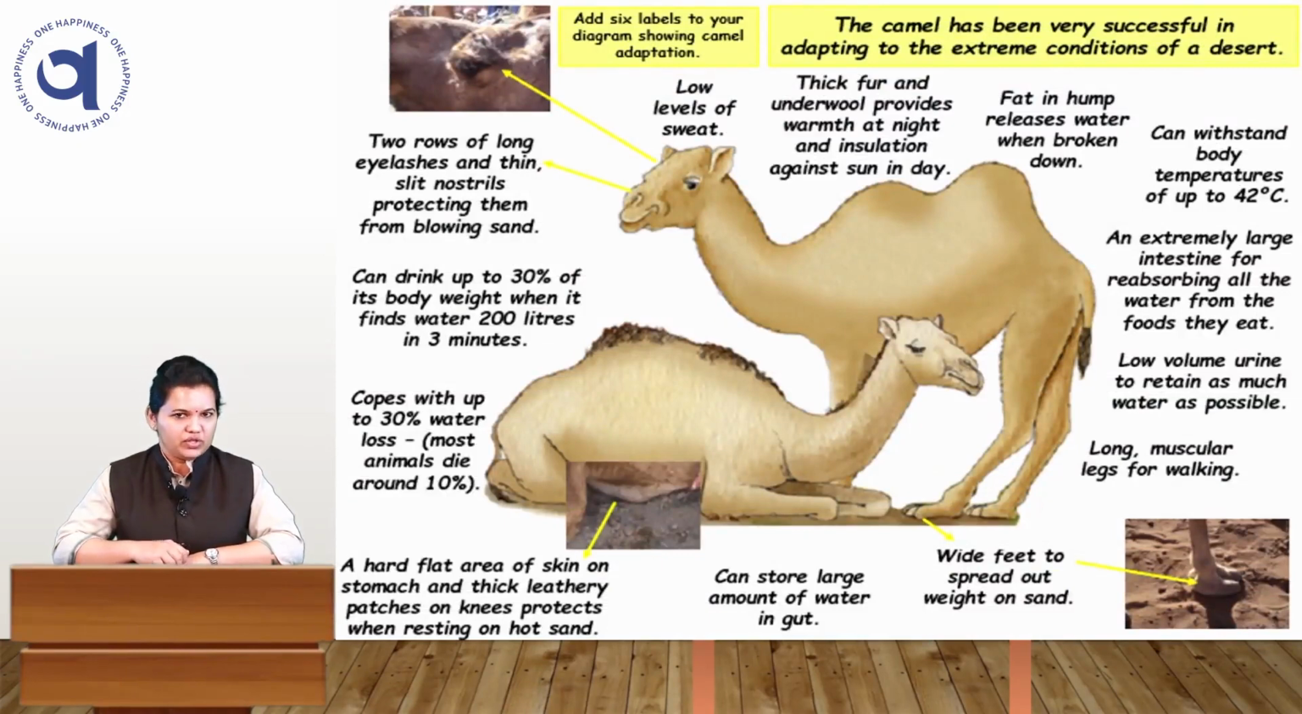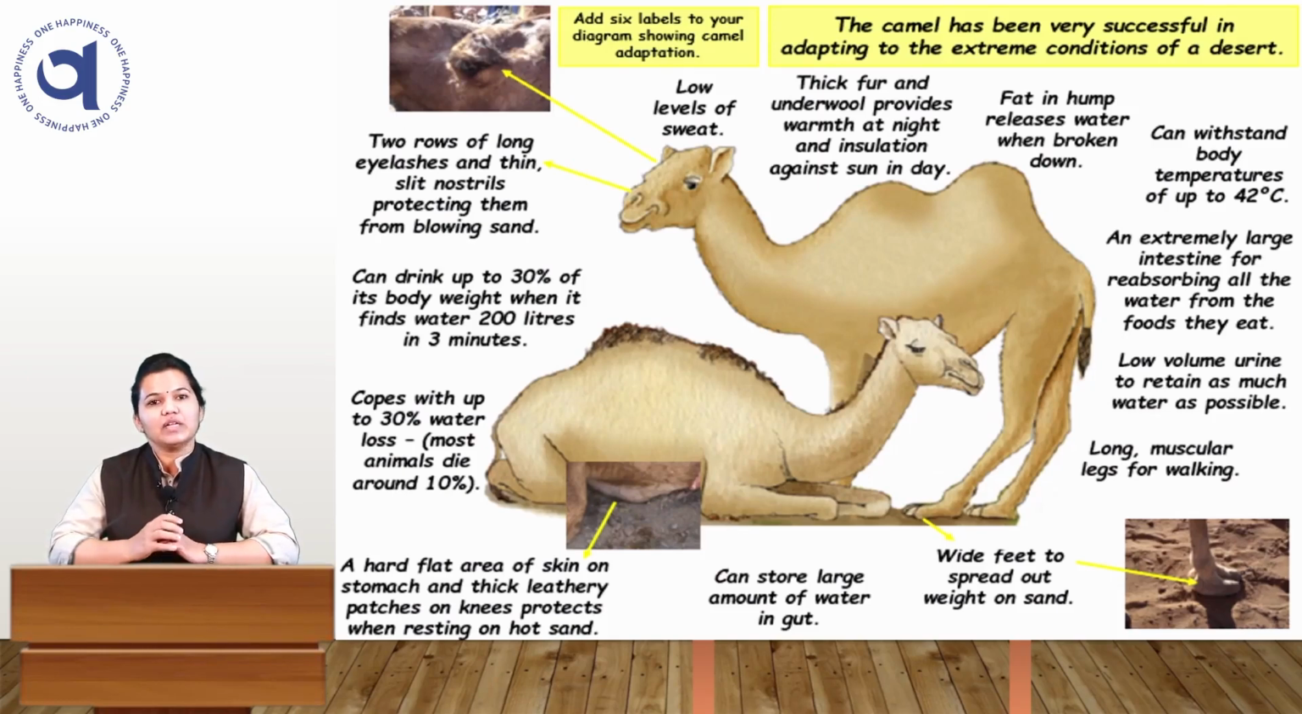The camel has so many features. Two rows of long eyelashes and thin slit nostrils protect them from blowing sand. They can cope with 30% water loss. Animals mostly die at around 10%, but camels can cope with around 30%. They can store a large amount of water in the gut. Wide feet spread out weight on the sand. These are all adaptations of the camel. They can withstand body temperature up to 42 degrees.